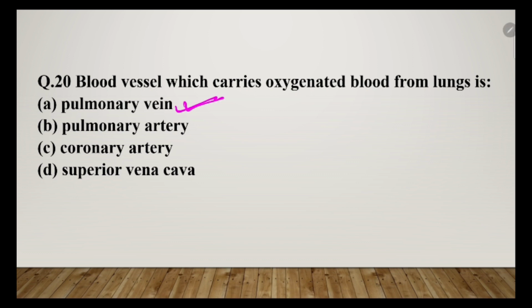Let us understand about the other blood vessels also. Pulmonary artery carries carbon dioxide rich blood to the lungs from the right ventricle. Coronary artery is the artery which supplies the blood to the heart muscles. Superior vena cava brings the carbon dioxide rich blood from the upper part of the body to the right atrium.